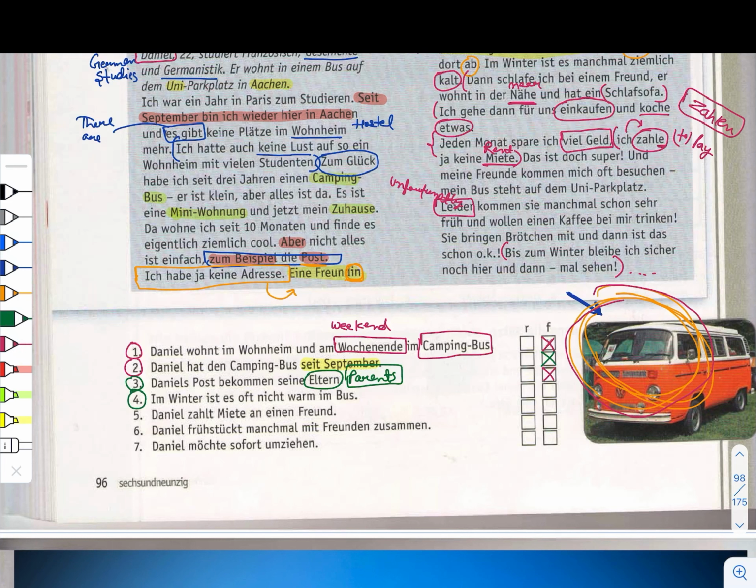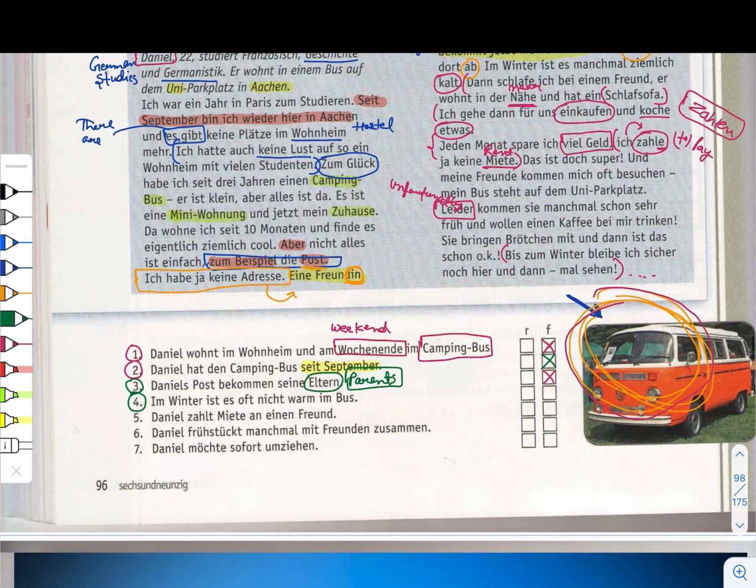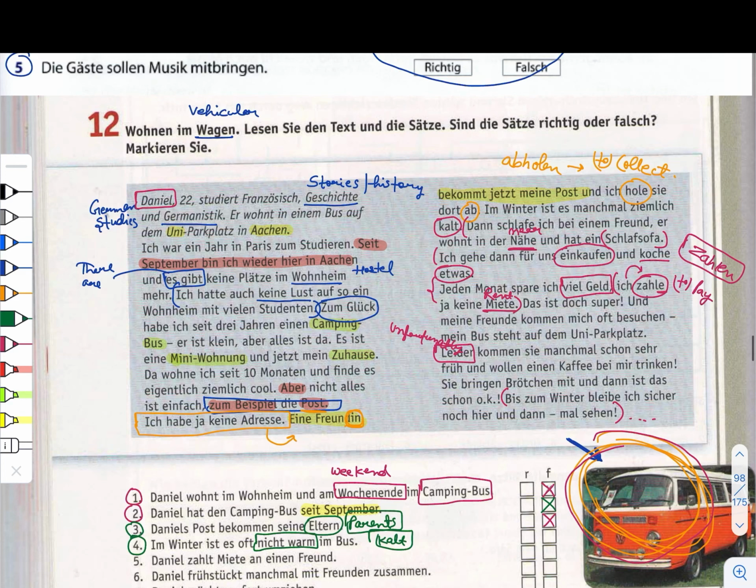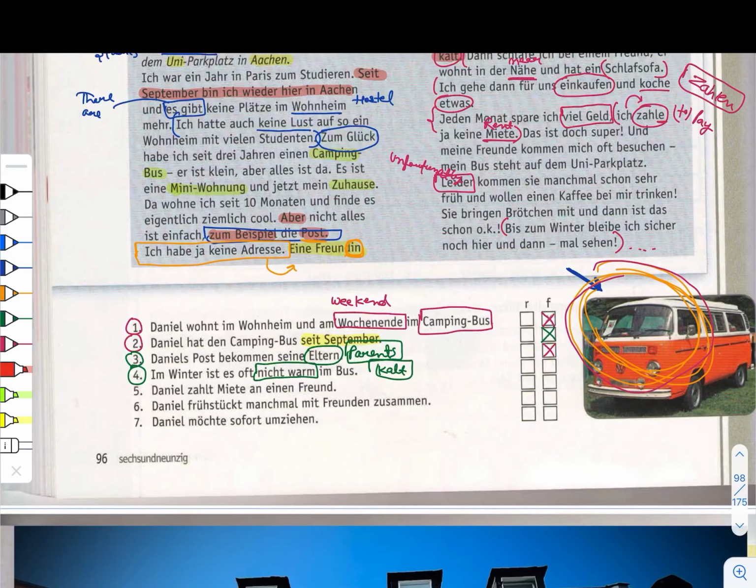Im Winter ist es oft nicht warm im Bus. So you can see here, im Winter ist es oft nicht warm. Nicht warm. What is the opposite of nicht warm? Cold, kalt. Yes. So we can say in winter it is often cold in the bus. So we can see the sentence here: im Winter ist es manchmal ziemlich kalt. Yes. So it means richtig. Yes, it is cold, not warm, it is cold in the bus. So right.